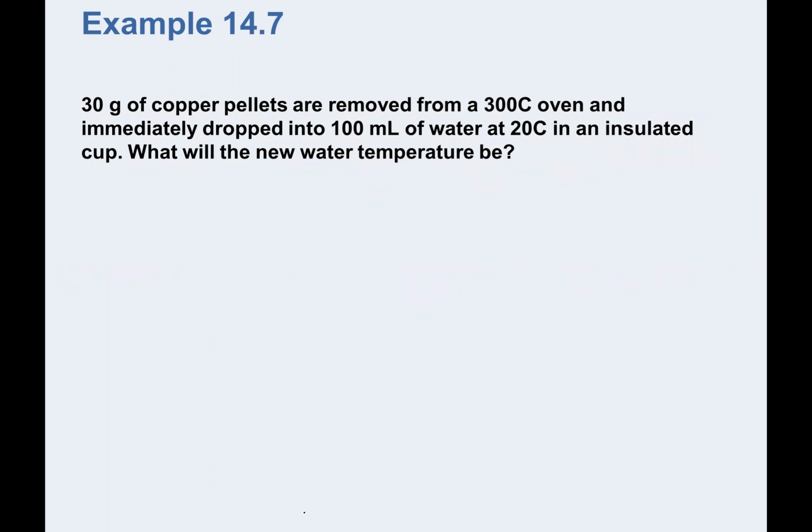Here's one more example. So this is going to be our last example. So 30 grams of copper pellets are removed from a 300 degrees Celsius oven and immediately dropped into 100 milliliters of water at 20 degrees Celsius in an insulated cup. What will the new water temperature be? All right. So here what we have is finding the final temperature.